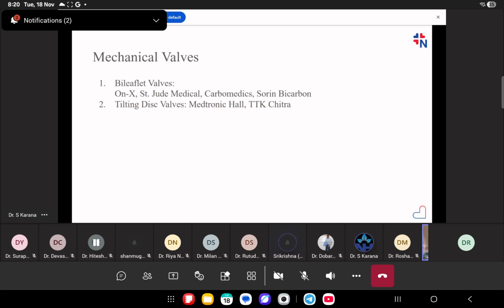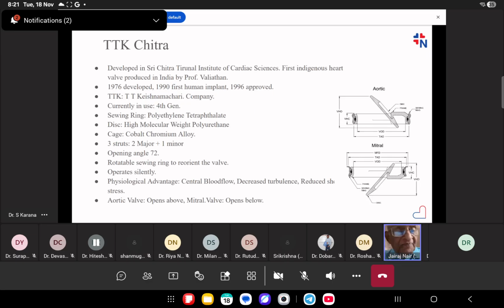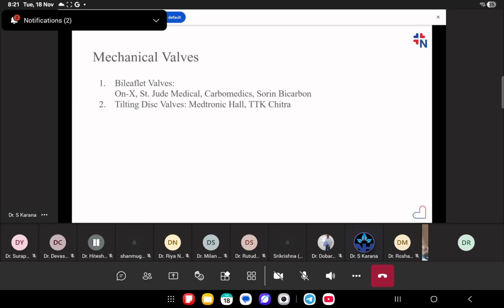So I'm going to speak about only the valves which we are using at our institute, sir. Mechanical valves, bileaflet valves being the Onyx valve, St. Jude valve, Carbomedics, which are right now being used. Tilting disc valves, Medtronic Hall and TTK Chitra. And only TTK Chitra is something that we use as a tilting disc valve, sir. Do you mean to say we use Medtronic Hall valve? No, sir. I just mentioned it. Only TTK Chitra is our tilting disc valve here.